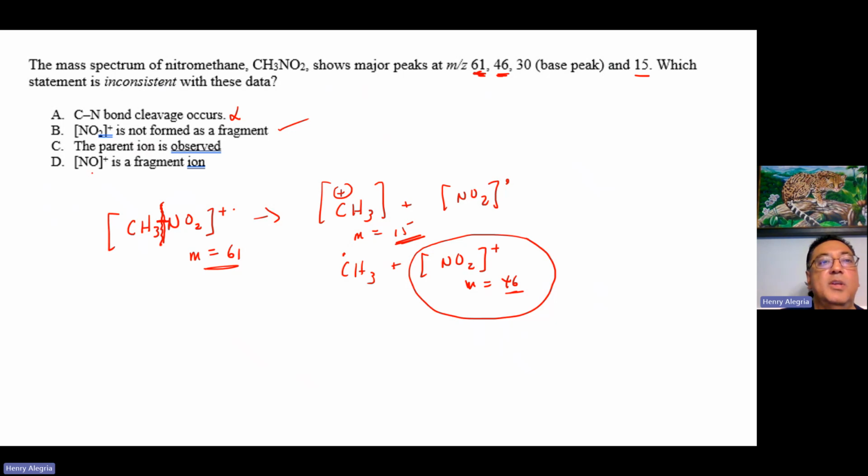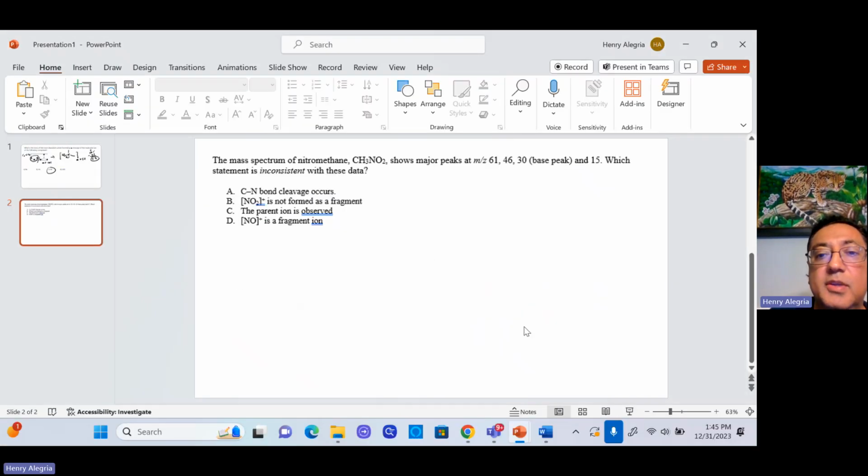And this says NO plus is a fragment ion. Well, we don't see a fragment ion. However, what would be the mass of NO plus? 16 from the oxygen, 14 from the nitrogen. This would have a mass of 30. That is what would account for this. We're not really required to explain how it happens. We're just being asked to check statements, and that would not be inconsistent because it would explain the 30. The only inconsistent one is B, as B says NO2 is not formed as a fragment. Yes, it is formed as a fragment, so that is an inconsistency. And that would be a couple of examples of multiple choice type questions that you could have here. Right, so this is just to give you an idea of types of questions and how you should approach them.